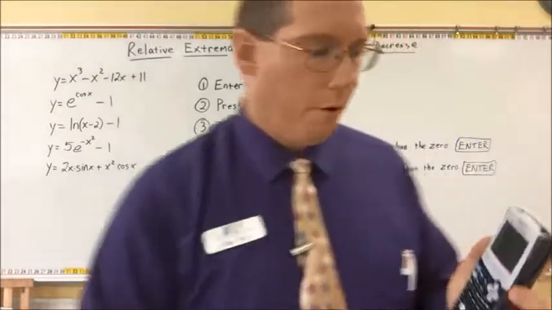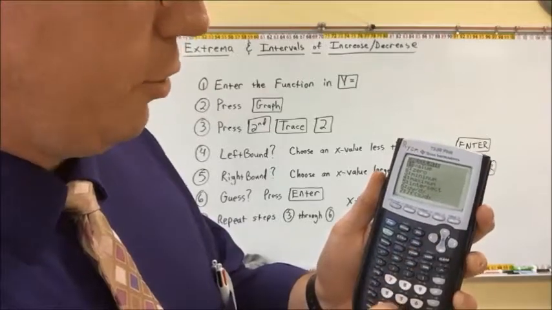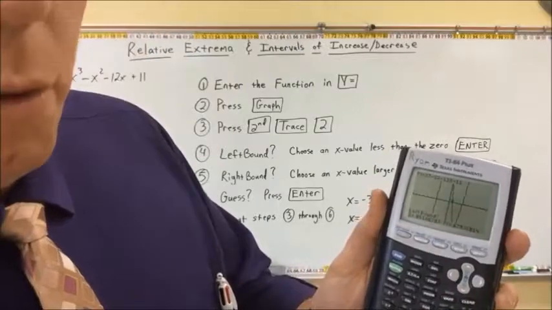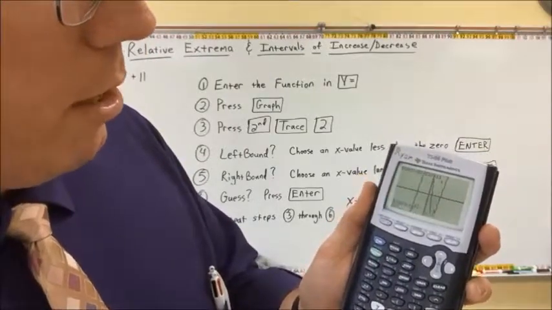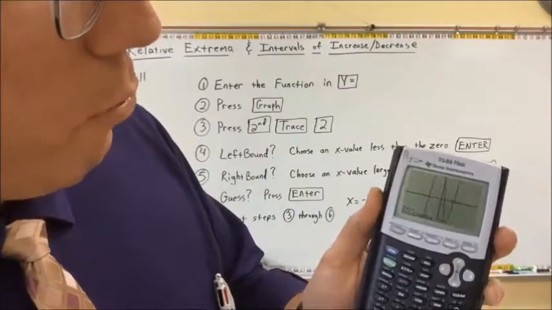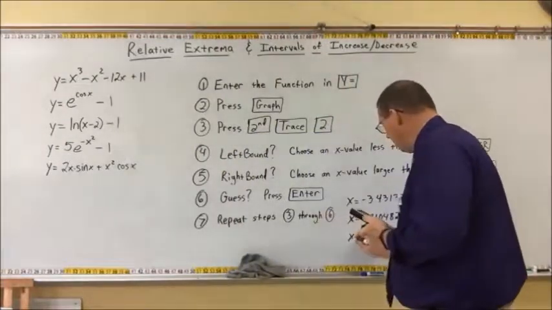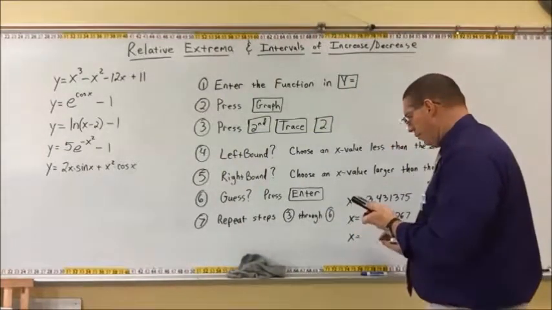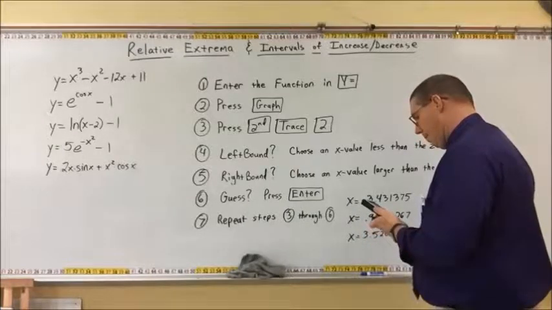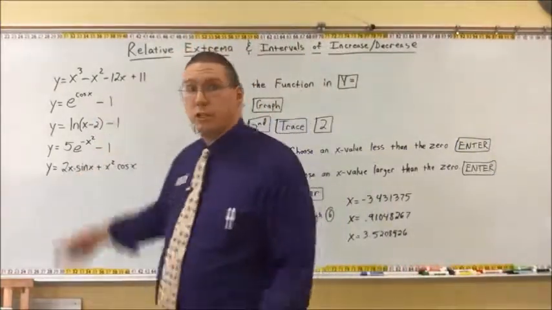Now let's find the third zero here. I'm going to go second calc, option 2, zero. Now this one all the way over here looks like it's at about 2, maybe between 3 and 4. Let's try that. Left bound 3, right bound 4, enter. Guess, I'll just press enter. It says it's at 3.5208926. So I have an x value at 3.5208926. And there we go. Those are the 3 zeros of that function.